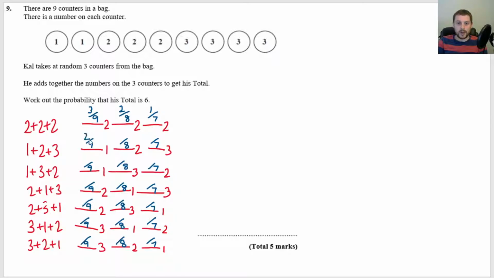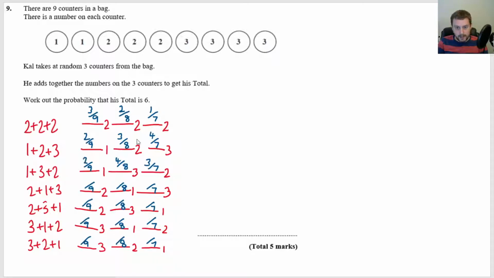It's 2/9. What's the probability that we then get a 2? It's 3/8. And then the probability the last one's a 3 is 4/7. And then we've got 2, 4, and 3. And this is the idea.